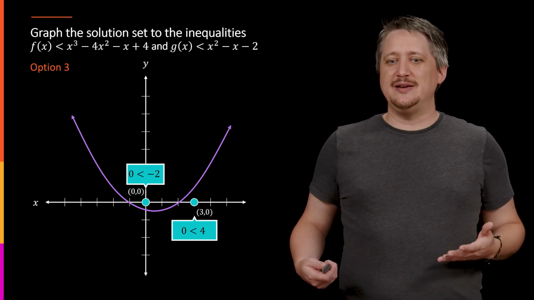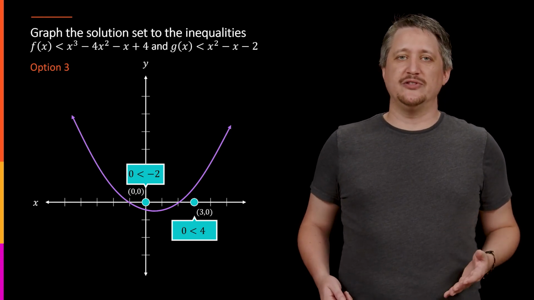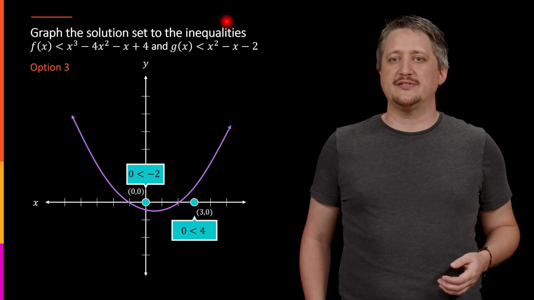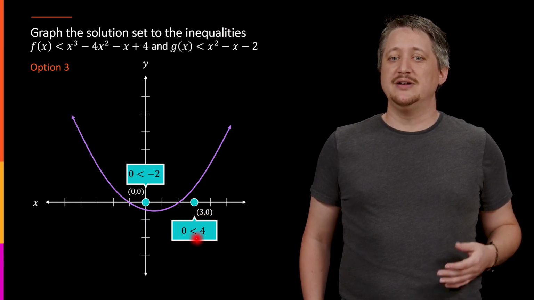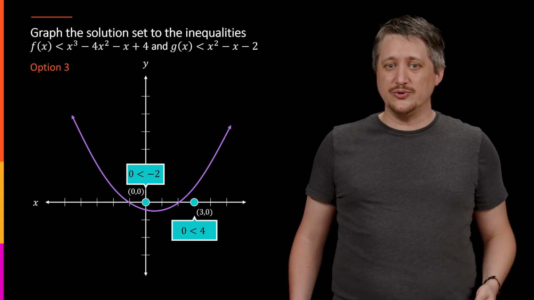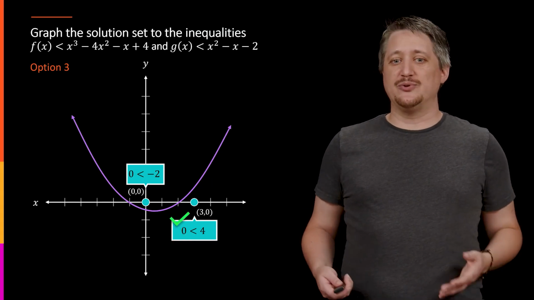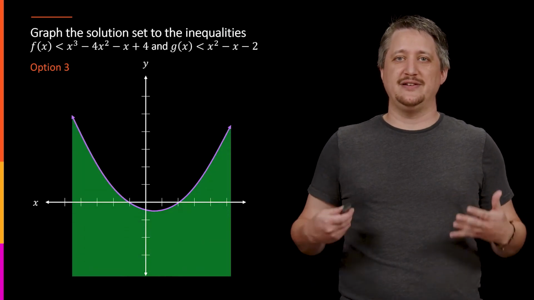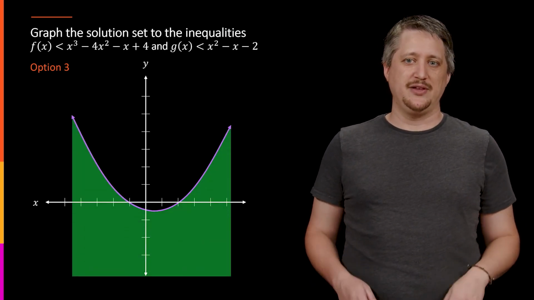For the other one, same idea. I'm going to plug in 0 for the g of x because the y that I chose was 0. I'm going to plug 3 in for the x, and if I calculate, I get 4. That gets me 0 less than 4. That is true. So since that one's true, the other one is not true. That tells me that my solution set really is everything underneath, okay?